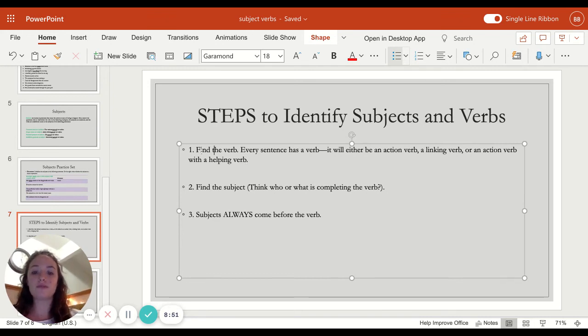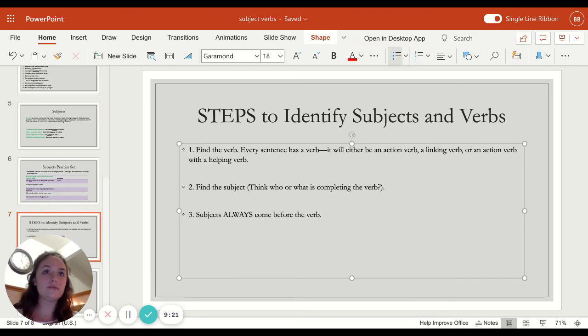So find that verb. Every single sentence has to have a verb. It either will be an action verb, a linking verb, or an action verb with a helping verb, right? So first identify action or linking, and then you can see if there's a helping verb there to make the sentence complete, the right tense, etc. Okay, so find the subject. Think who or what is completing the verb.